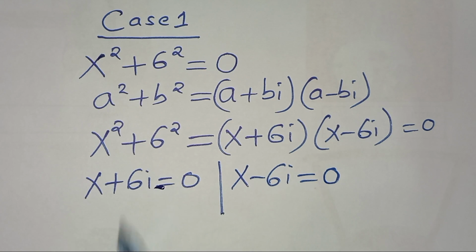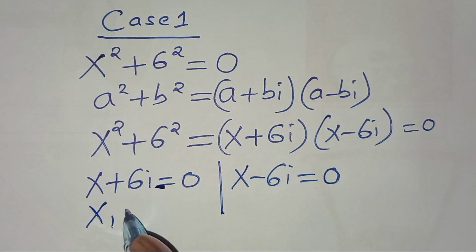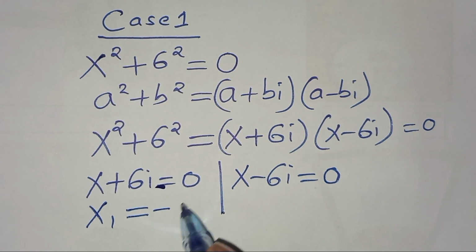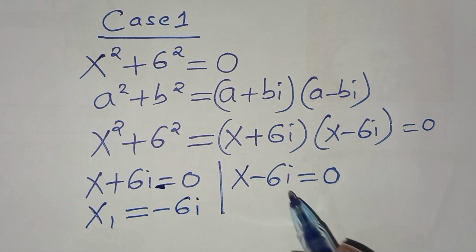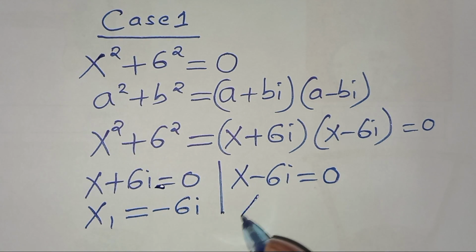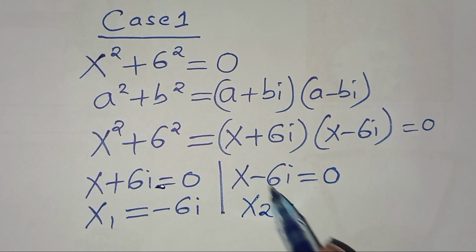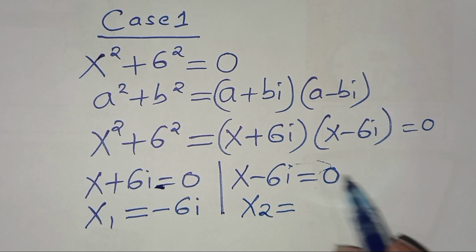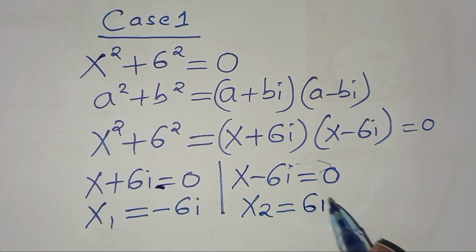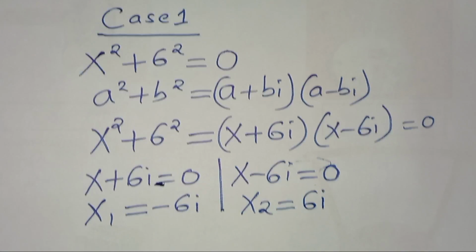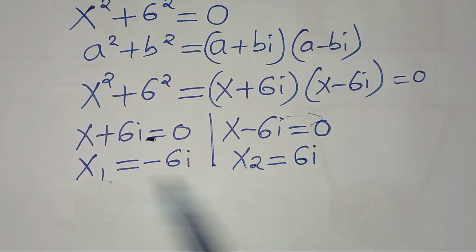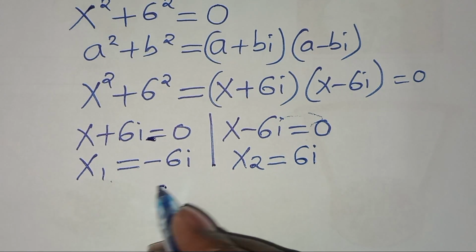From the first part here, I can call this one x1, this is equal to negative 6i. In the second case here, x2, this is equal to negative 6i. If you take it to the right hand side, this is the same thing as 6i. So we have x1 and x2. So let's proceed to case 2.